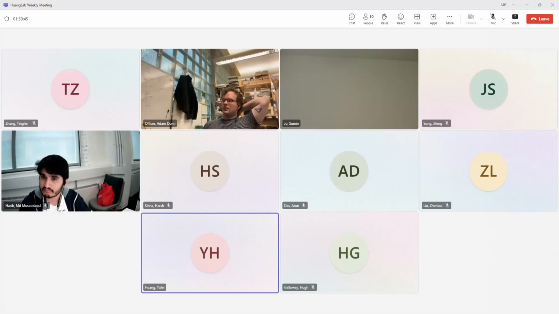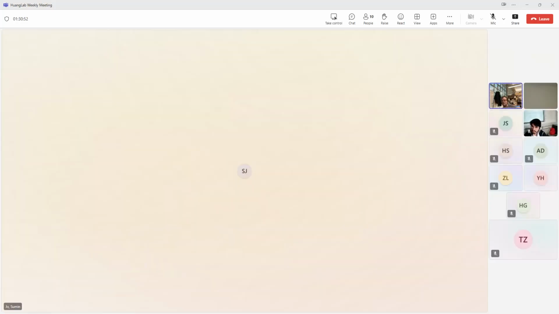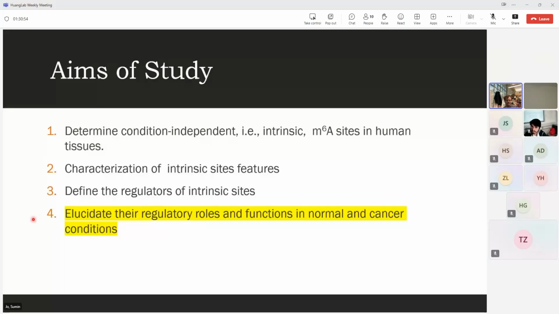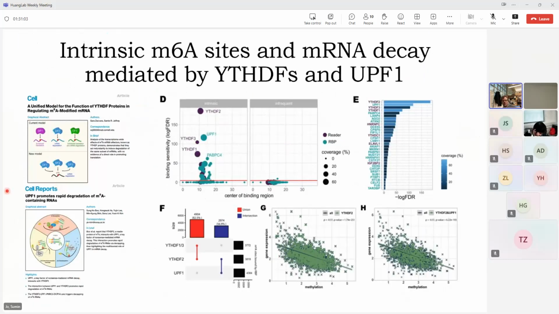Any questions? Yeah, go ahead. Yes, I do have a question. One of the last things you showed was that the canonical, I might be using the wrong words here, but YTH-DF1 through 3 and then UPF1, those motifs are found to bind in the intrinsic, but not in the infrequent. What's the interpretation of that?